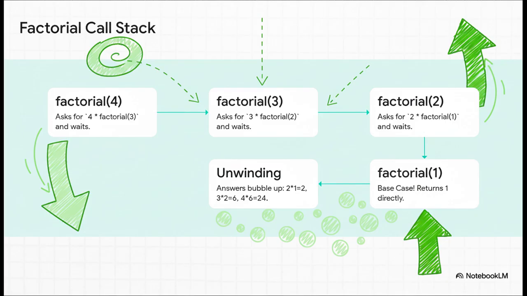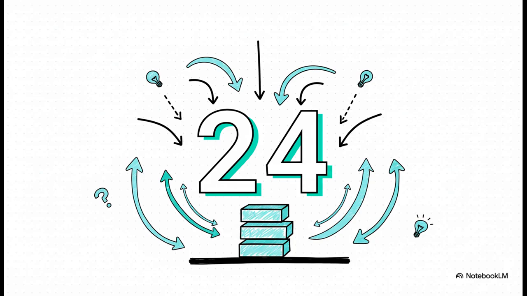Then the whole thing starts to unwind. Factorial of 2 gets its answer and returns 2. Factorial of 3 gets its answer and returns 6. And finally, our original call, factorial of 4, gets the value it was waiting for. And boom, there it is, 24. The whole stack of questions resolves itself, and we have our final answer.